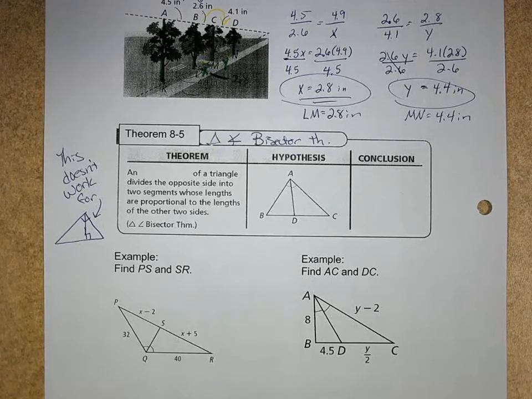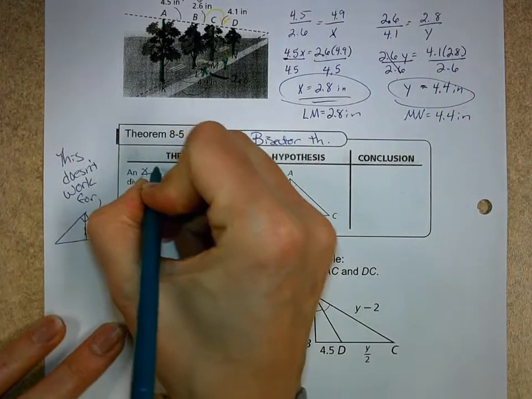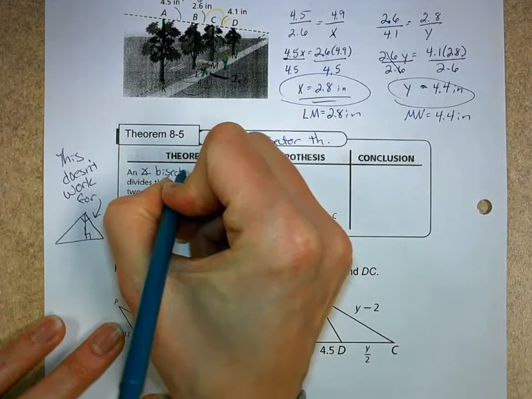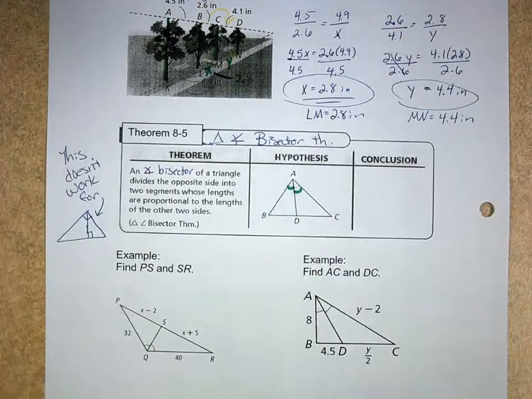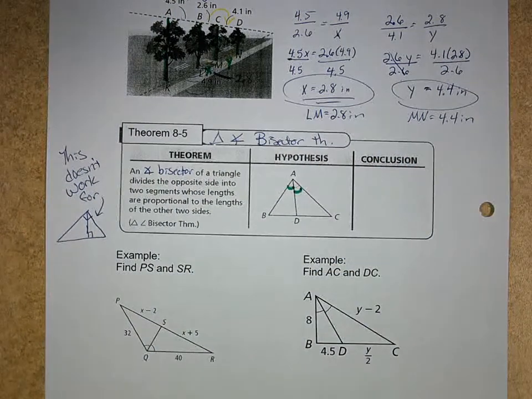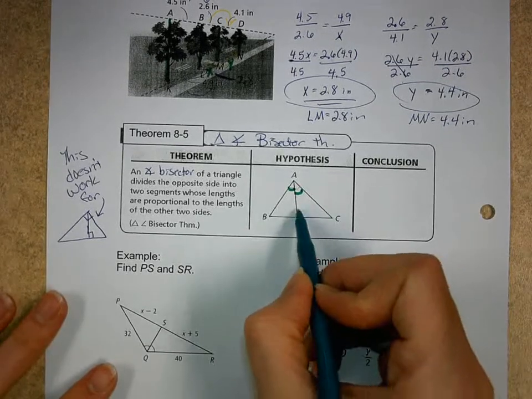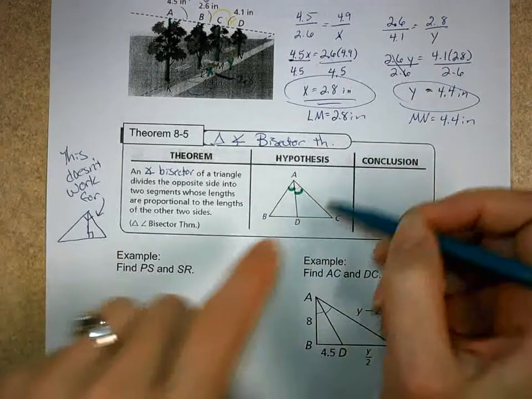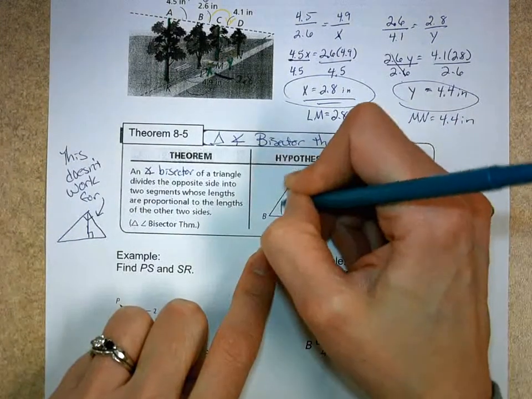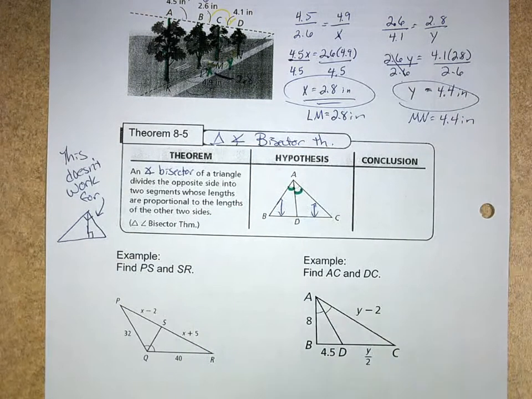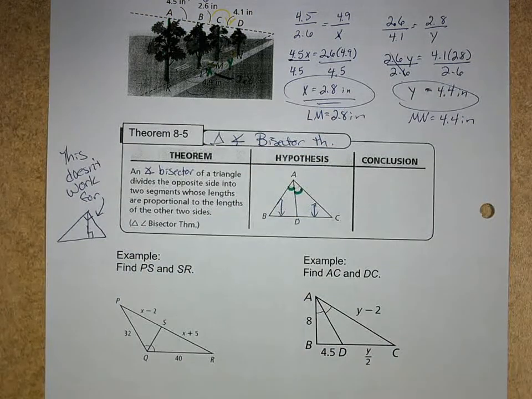All right, so here's the definition of this one. An angle bisector of a triangle, so here's the angle bisector, AD, those two are going to be the same measure, divides the opposite side into two segments whose lengths are proportional to the lengths of the other two sides. Basically, what it's doing is dividing segment BC into two segments that are proportional with these. So those two are going to be proportional, and these two are going to be proportional. It acts as a divider.